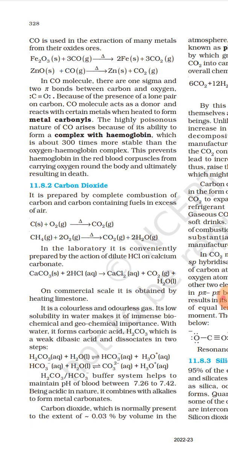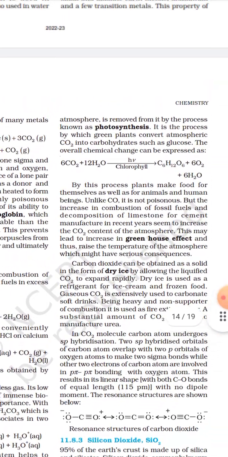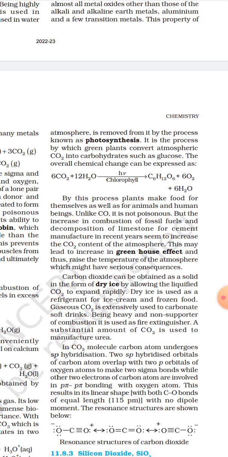With water, it forms carbonic acid, which is a weak dibasic acid and dissociates in two steps. Carbon dioxide, which is normally present to the extent of nearly 0.03% by volume in the atmosphere, is removed from it by the process known as photosynthesis. It is the process by which green plants convert atmospheric CO2 into carbohydrates such as glucose. The overall chemical change can be expressed as shown.